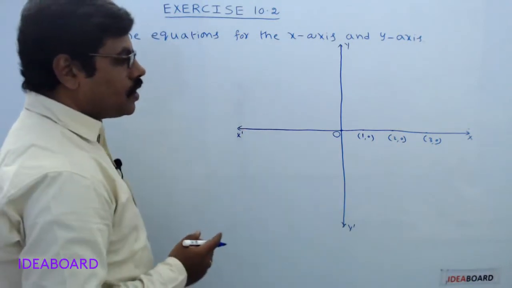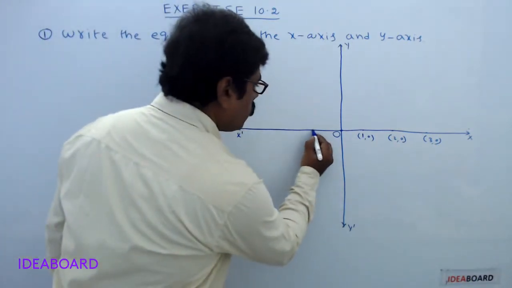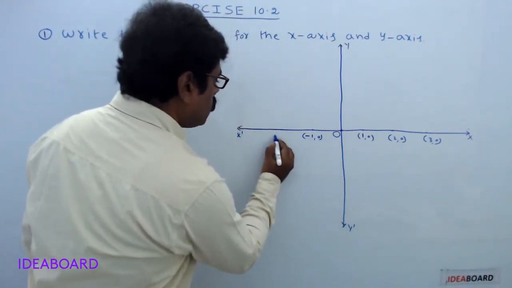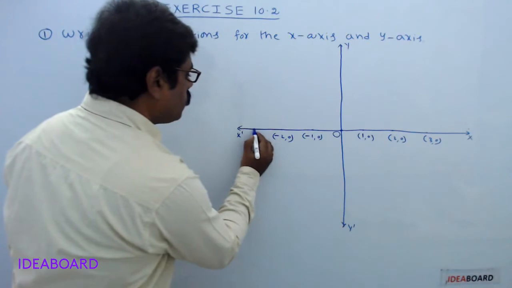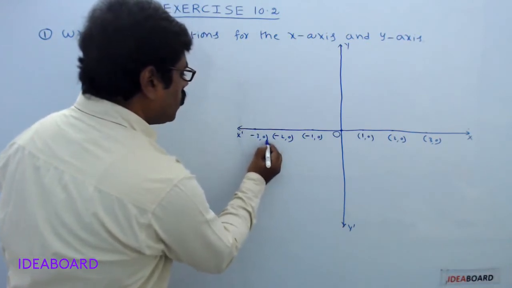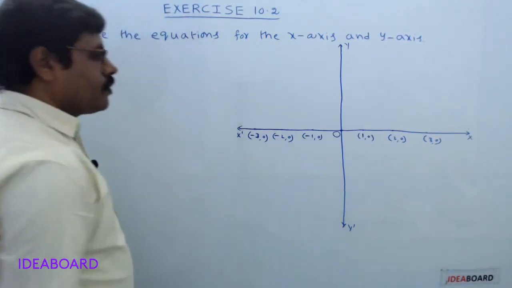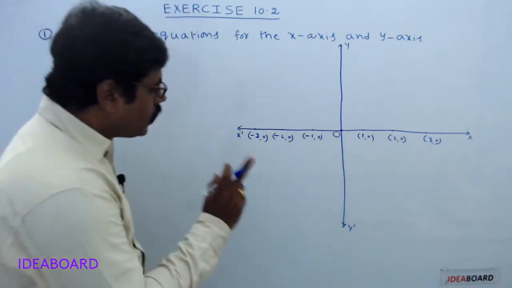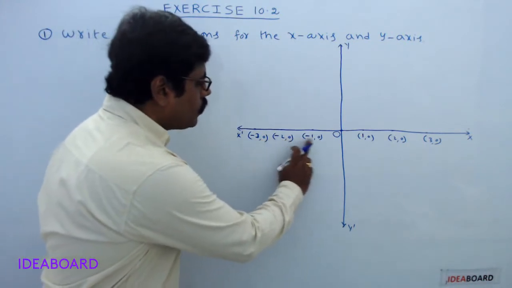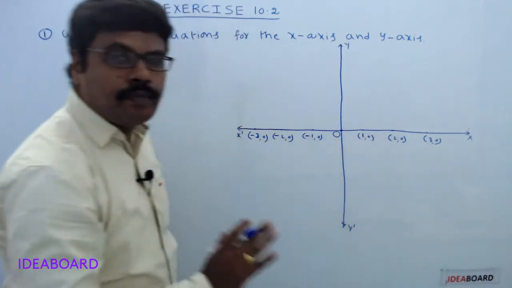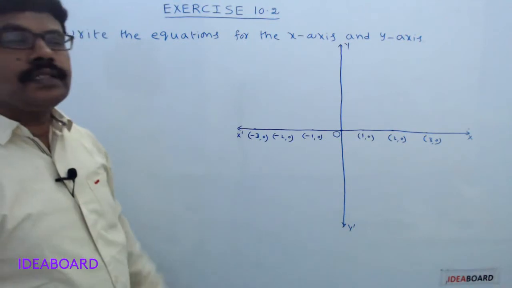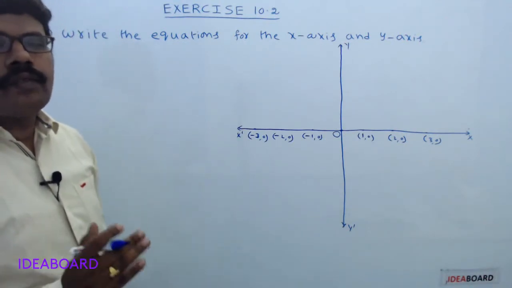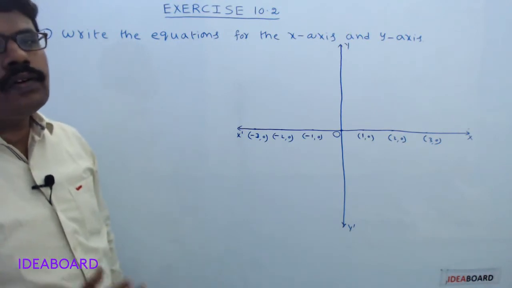Take some points on negative x-axis also. This is the point -1, 0. It is -2, 0. -3, 0. If you observe all these points on x-axis, in every point y-coordinate value is 0. It means equation of x-axis is y equals to 0. So equation of x-axis is y equals to 0.